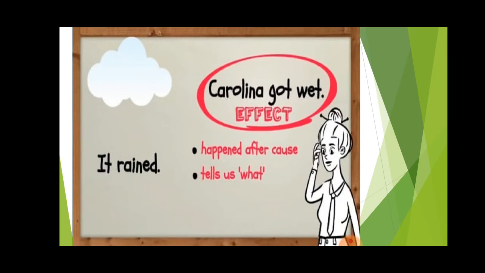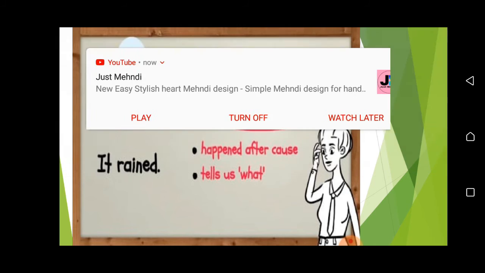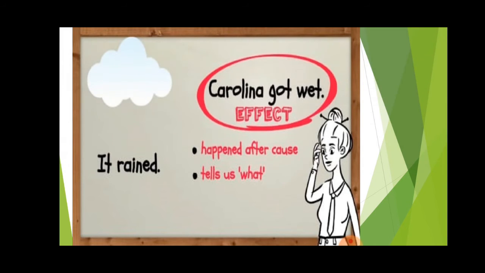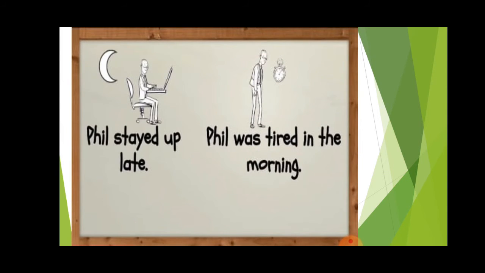Now, Carolina got wet is the effect because it had to happen after the cause. Because it rained, and then after raining happened, what happened? Probably Carolina got wet. And it tells us what happened. It rained. It happened. What happened? It rained. So here there is another example.